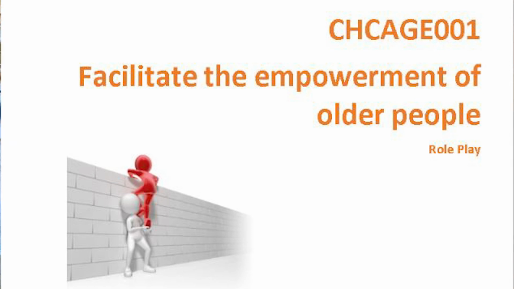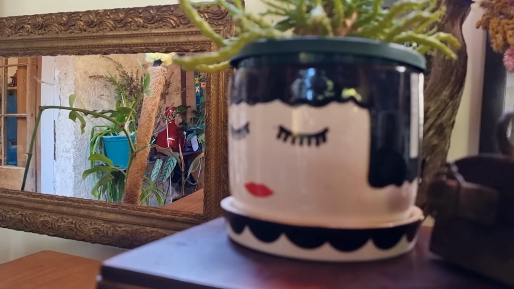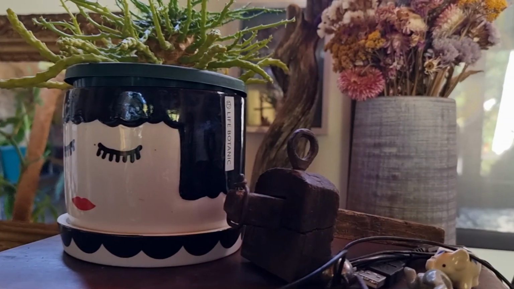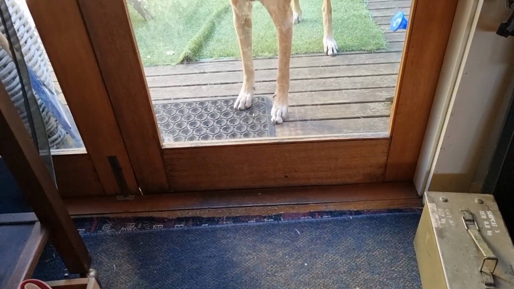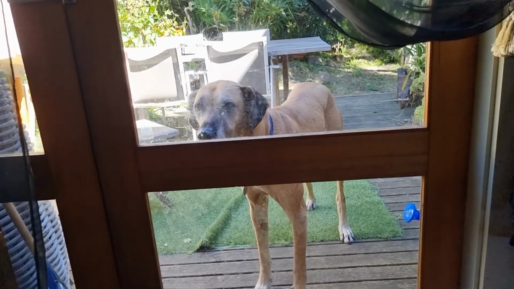This is a roleplay activity of the unit CHCAGE001. In this scenario, we have three characters. The first one is Jack, a 70 years old man that needs help twice a week with his shopping and laundry. The second character is James, the care worker. The third character is Buddy, the little dog of Jack.